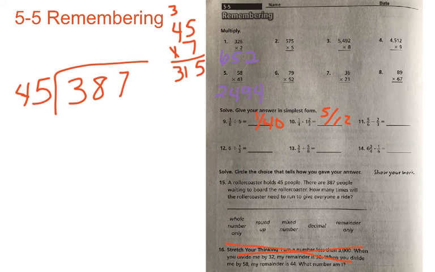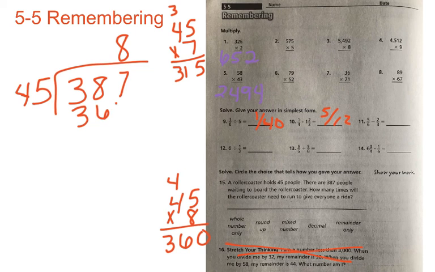So that's 315. Well, I can go up from there. I can see that. So let's try 45 times 8. 8 times 5 is equal to 40. Put down your 0, carry your 4. 8 times 4 is equal to 32, plus 4 is equal to 36, and that's better. So let's go ahead and put down our 8, and then let's subtract 360 from our 387. 7 minus 0 is 7. 8 minus 6 is 2.